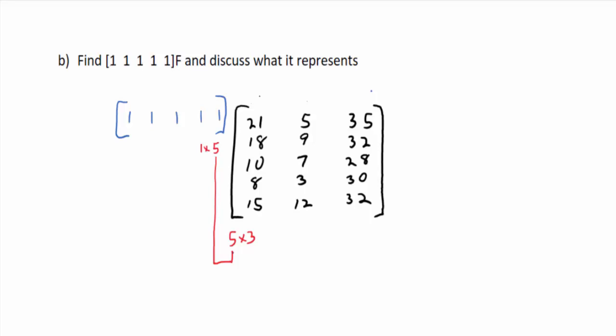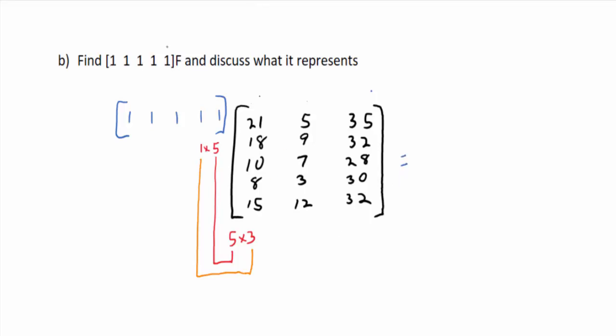So since there's only one row in the left-hand matrix of ones, and you can look at the dimensions, can you predict for me what the dimension of the outcome is going to be? The order of the resulting matrix, what's that going to be? 1 by 3. So I want you guys to do that now.